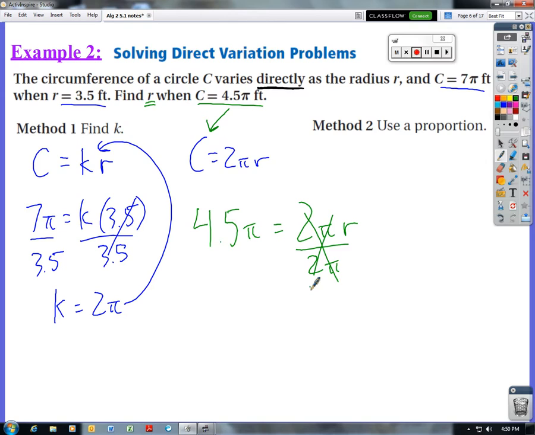That gets rid of those 2 pi. And then divide this by 2 pi. And r is equal to 4.5 pi over 2 pi. So I know my pi's are going to cancel out. And then we've got 4.5 divided by 2. And you can probably do this in your head. It's 2.25 equals r. And it's really important to remember to add your units, which is in feet. So it's 2.25 feet, which is a pretty big circle. It's like a hula hoop or something.